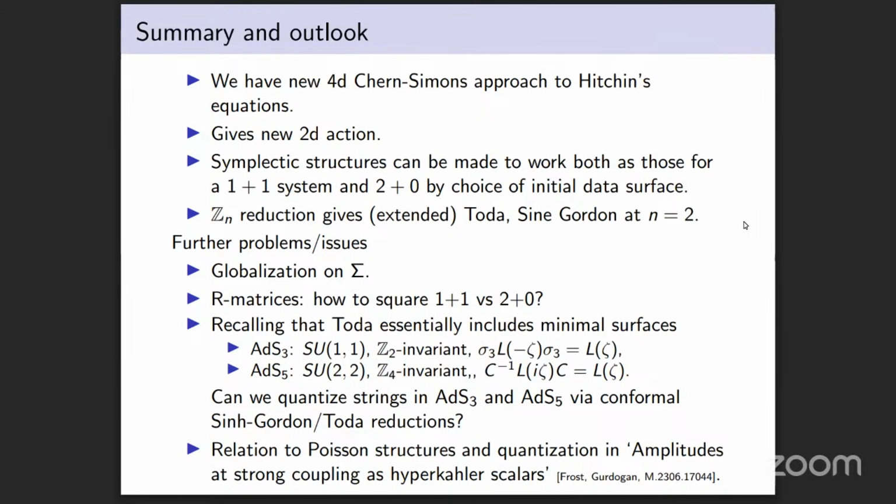And so then the actual question. Wonderful to have this new 2D action. What do you want to do with it off shell that you wouldn't have done on shell before?